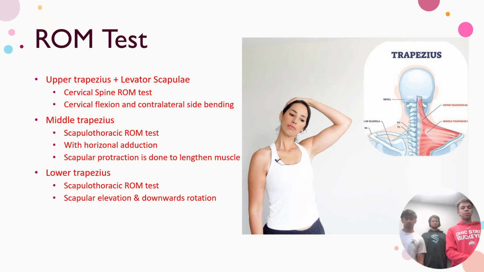For the middle trap, it would be a scapulothoracic range of motion test with horizontal adduction and scapular protraction. Again, doing those motions would test for how long the muscle could be and test for the extensibility. And then for the lower trap, the scapulothoracic range of motion test, the scapular elevation and downward rotation would lengthen the muscle, therefore testing for its extensibility.